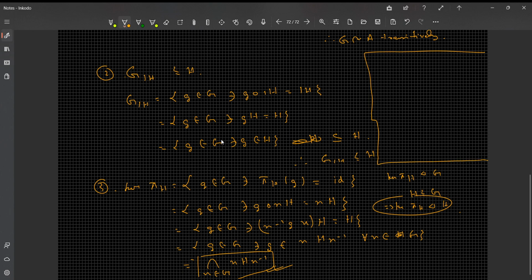Now suppose you consider another normal subgroup in H. So let N be normal in G such that N is in H. Then N can be written as xHx inverse for all x in G by the normal property. But that implies N is contained in the intersection of all these sets xHx inverse such that x is contained in G. And this is exactly the kernel of pi H. Is it clear?